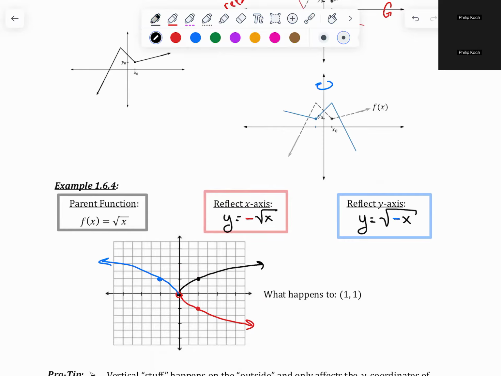So what happened to 1, 1? With the reflection across the x-axis, the x-coordinate stays the same, but the y-coordinate changes. If it's a double negative, like a negative outside and a negative inside, you would have it in quadrant 4? Exactly right. I mean, it might depend. There's a couple situations where things kind of cancel each other out. But yes, here, if you had negative square root of negative x, it would then be down here. And that brings up a good point.